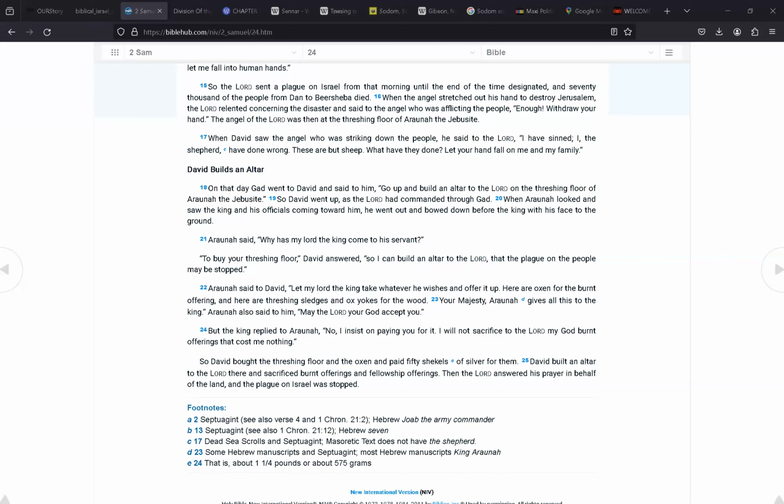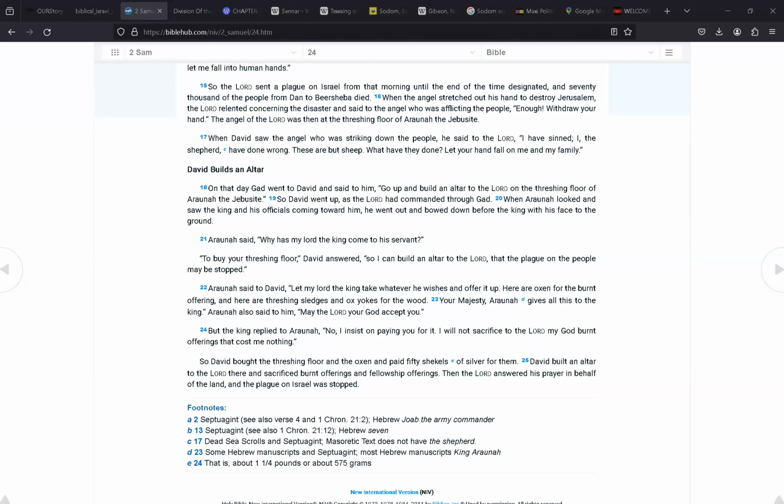threshing floor of Aruna, the Jebusite. So that's where he bought something, but he bought it for a purpose, for a reason, to build an altar to the Most High to end the plague. The plague was killing thousands of people from Dan to Beersheba who died. So that's where his people were residing, right? And then the land or the threshing floor, whatever they change that to mean, or whatever that situation is, where he bought to build the altar.